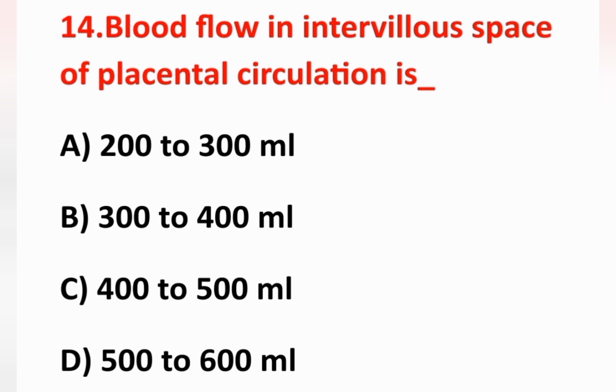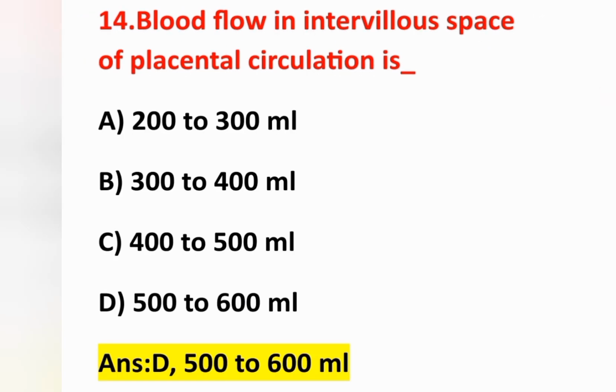The next question: blood flow in intervillous space of placental circulation is. Options are option A 200 to 300 ml, option B 300 to 400 ml, option C 400 to 500 ml, option D 500 to 600 ml. So what is intervillous space? In placental circulation there are two types of circulation, that is uteroplacental circulation and fetoplacental circulation. Uteroplacental circulation, that is maternal circulation, is concerned with circulation of the maternal blood through the intervillous space. Okay, it goes to the fetus by the intervillous space. So there the flow is 500 to 600 ml. Okay, so blood flow in intervillous space is 500 to 600 ml.